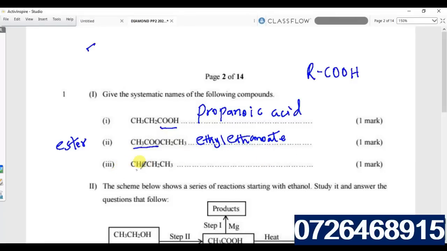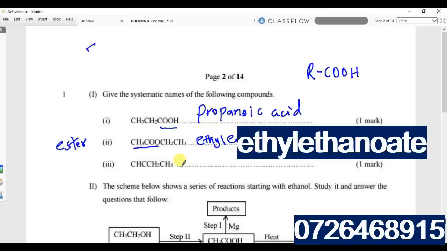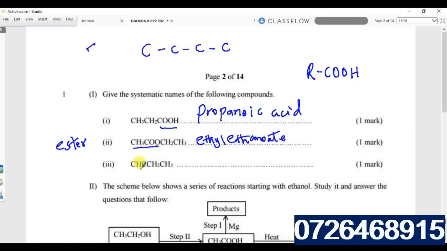Then the third one. When you look at this, you may not tell exactly what it is. We don't know whether this is an alkane, an alkene, or an alkyne. What you do is count the number of carbon atoms: 1, 2, 3, 4. Write the structural formula for that compound and put in the hydrogens. The first carbon has 1 hydrogen, the second does not have any, the third has 2, and the fourth has 3.